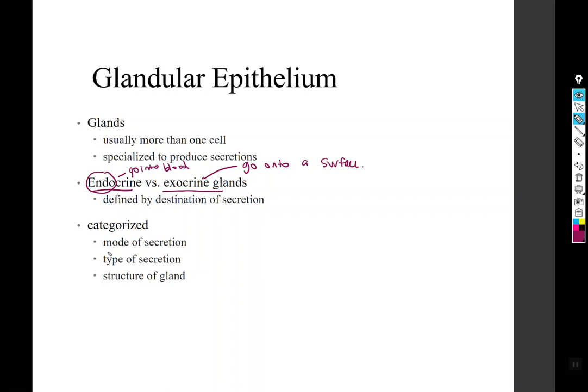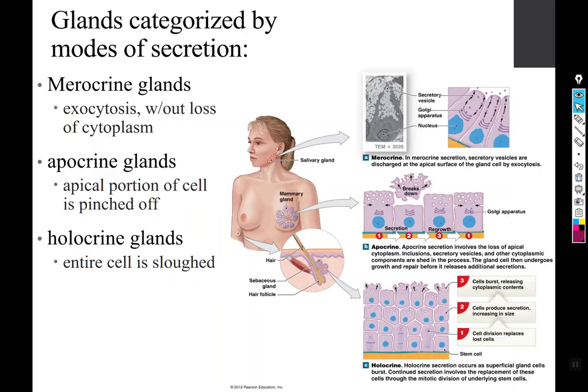We categorize these by mode of secretion. So how does the cell secrete what it needs to? We'll look at that next. Type of secretion, so is it sticky, is it thin and watery, what's in it, and the structure of the gland, which we'll focus less on. Mode of secretion means how does the cell accomplish secretion? And there's more than one way for a cell to do this.